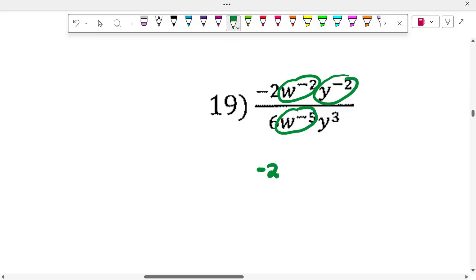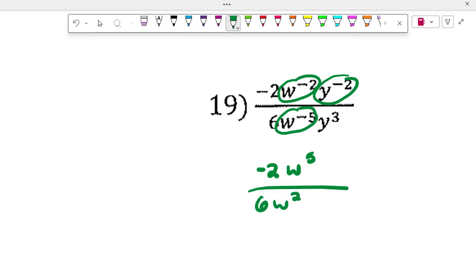So I have -2 w to the 5th over 6 w squared y squared times y cubed. So all I did was take my negatives, move them around. Again, you could have done a division rule first. All right, it doesn't matter. My first period, they start with division. It really doesn't matter. All right. So from here, what can I do next, Abby?